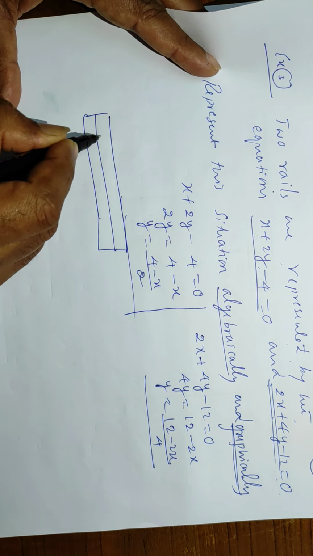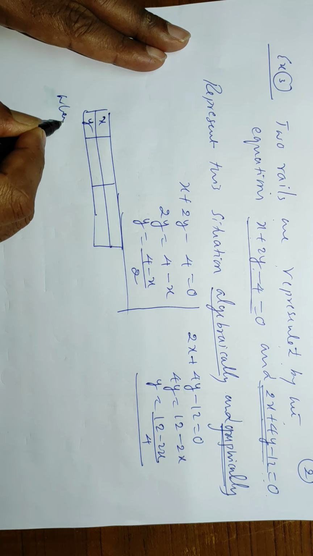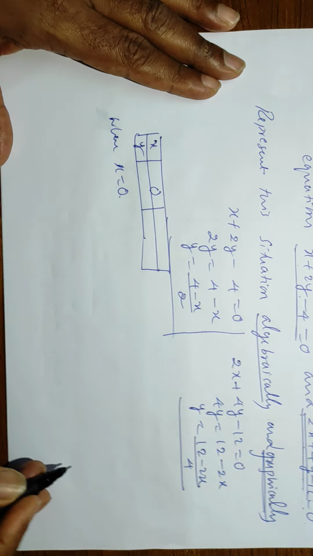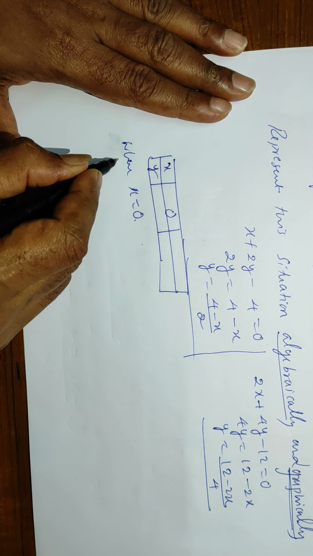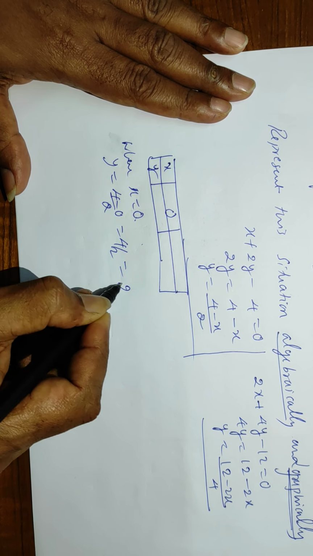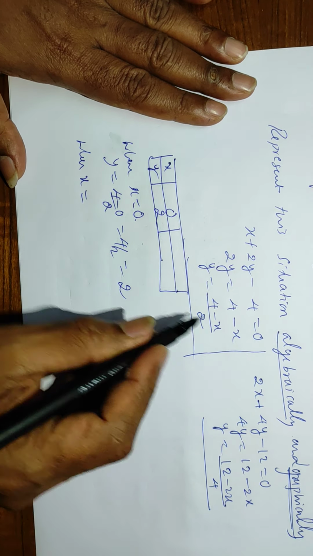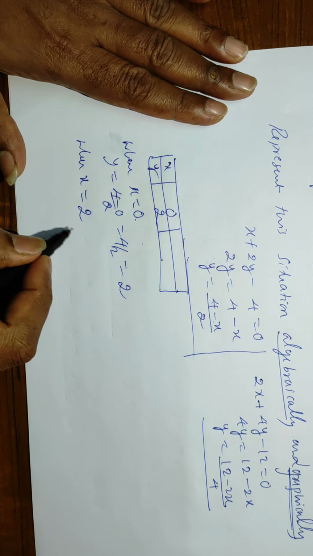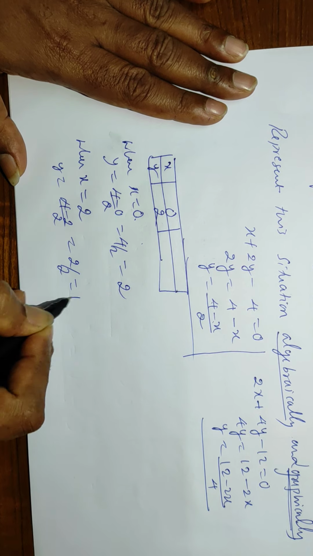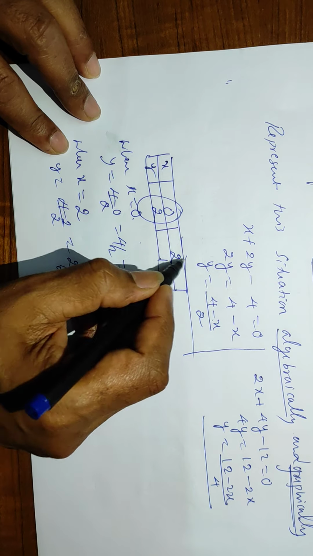So as usual, you have to find out 2 points. When x equals 0, y equals (4 minus 0) by 2, that is 4 by 2, that is equal to 2. When x equals, let me take 2, y is equal to (4 minus 2) by 2, that is 2 by 2, that is equal to 1. When x equals 2, y is equal to 1.